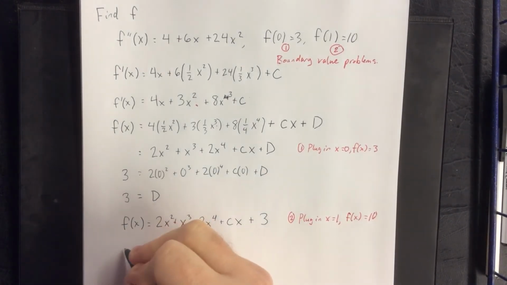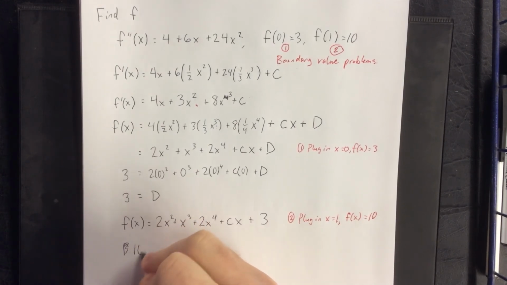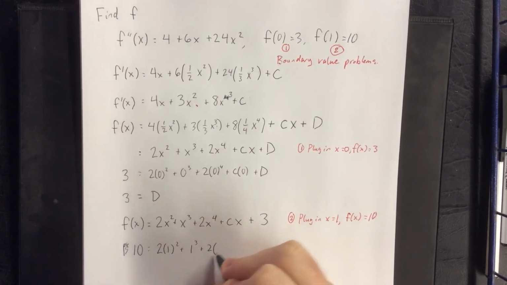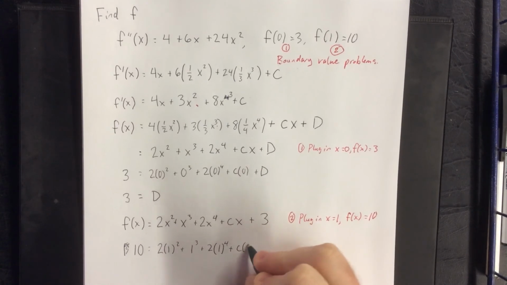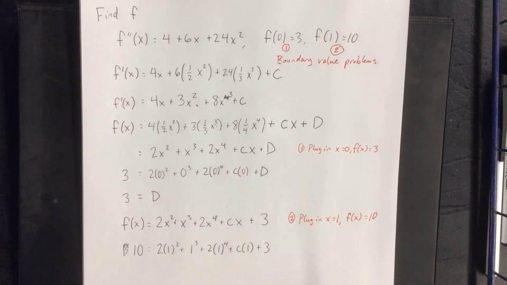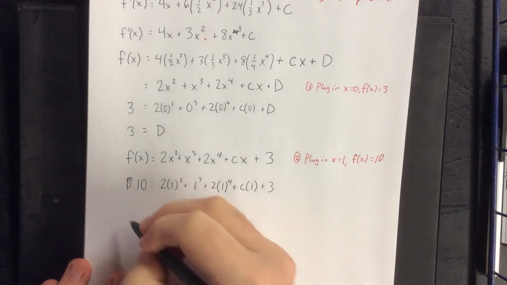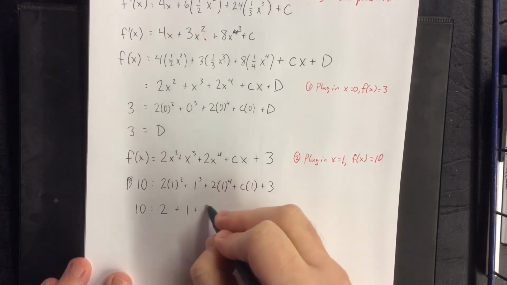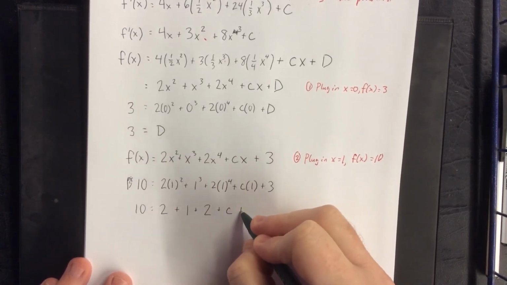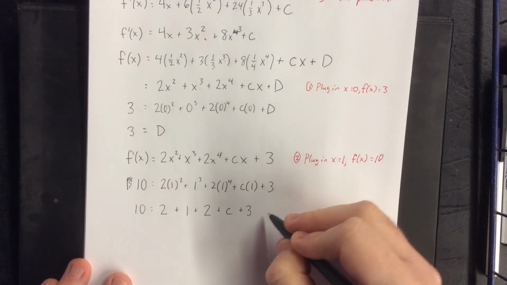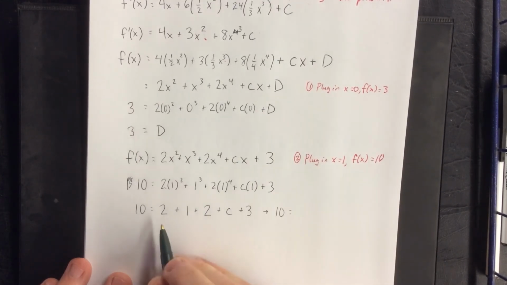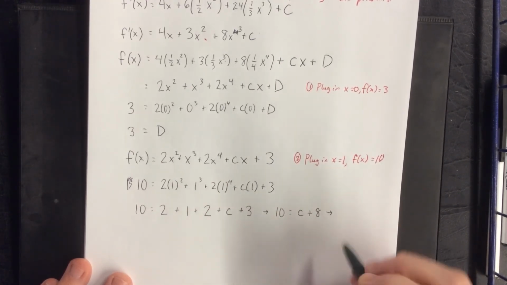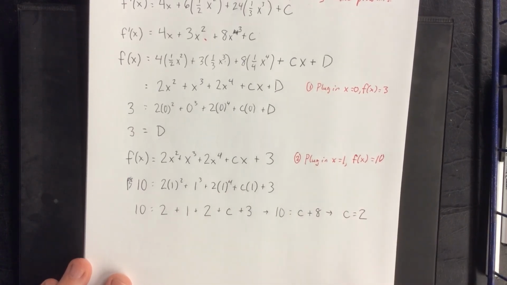So let's go ahead and do those things. Plug in f of x is equal to 10. We'll get 2 times 1 squared plus 1 cubed plus 2 times 1 to the fourth power plus c times 1 plus 3. Simplifying this expression, 2 times 1 squared is 2, 1 cubed is 1, 2 times 1 to the fourth is 2, c times 1 is c, and plus 3 is plus 3. So that lets me know that 10 is equal to, combining 2 plus 1 plus 2 plus 3, that'll be c plus 8. Solving for c winds up giving us c is equal to 2.